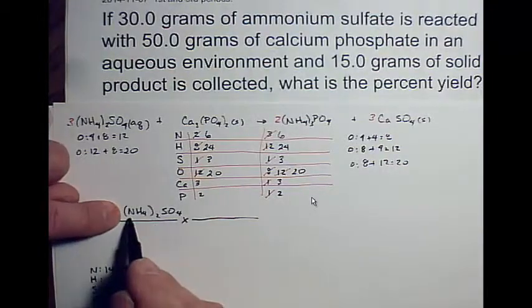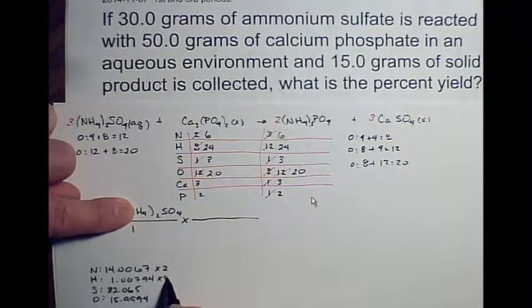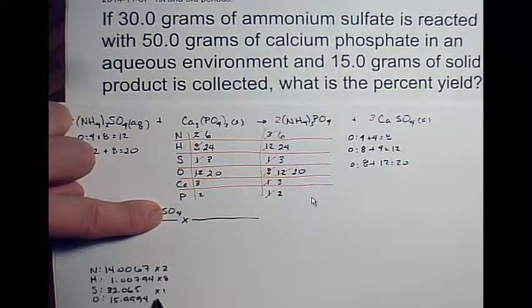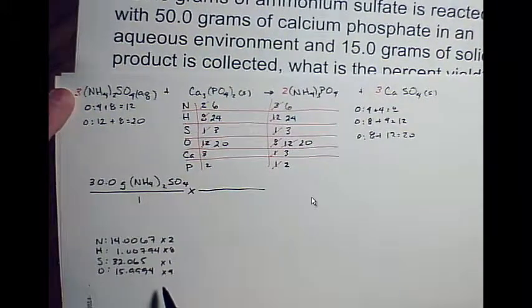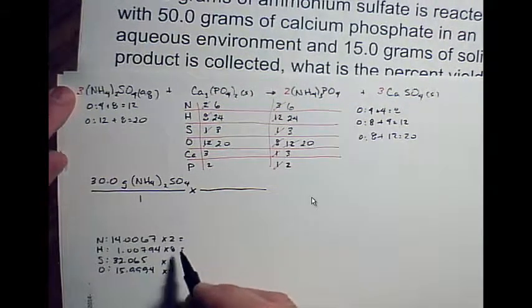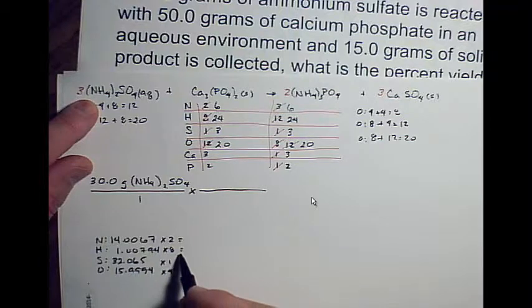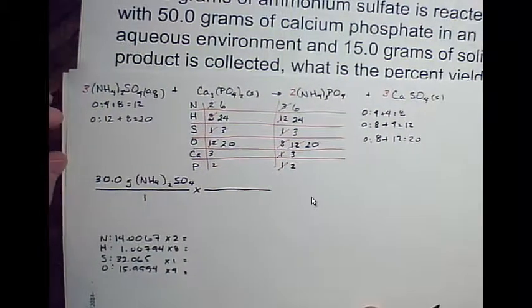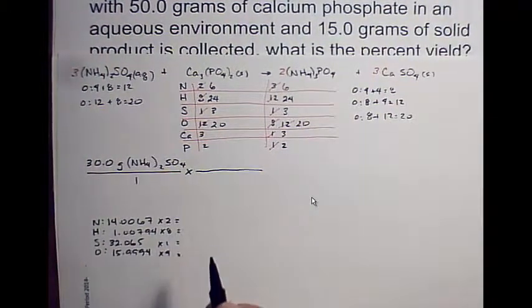I've got 2 nitrogens in the formula. I've got 8 hydrogens, 1 sulfur, and 4 oxygens. You ignore coefficients when you're calculating the molar mass. Okay, I have students who will, instead of doing 2 nitrogens here, say that must be 6. That's not the way you do it. You only multiply by the number of atoms in the formula unit. Okay. All right, so we're ready to do the math now.